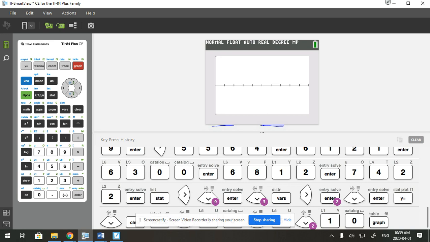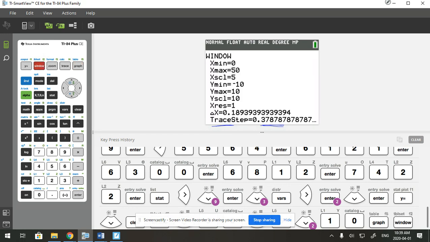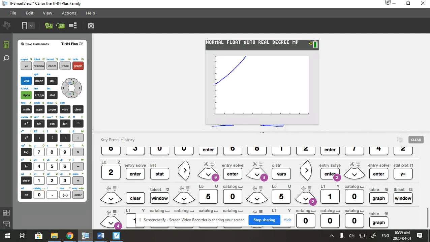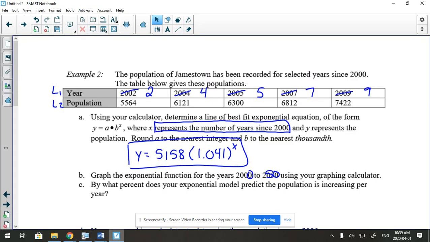Okay, so Window, you can't see anything here. It's because my Y is too small. Oh, and also my scale is messed up. That's why. So let's do like 10,000. See if it'll show up here. Oh, we got a little bit of it there. Okay, so there's my graph. So let's go to part C.